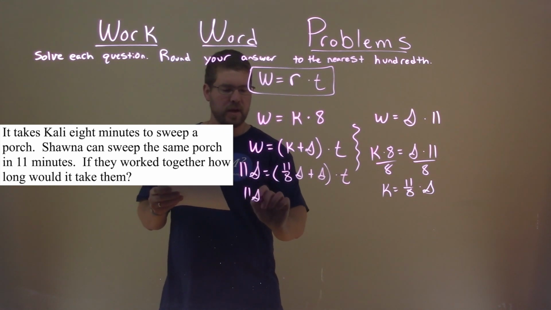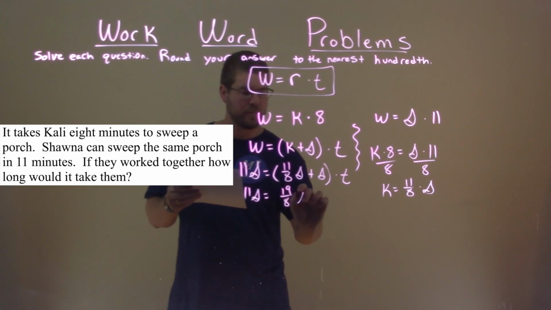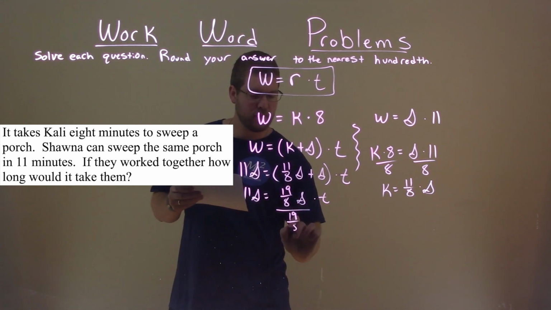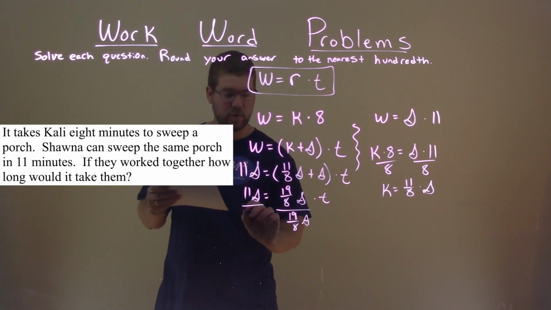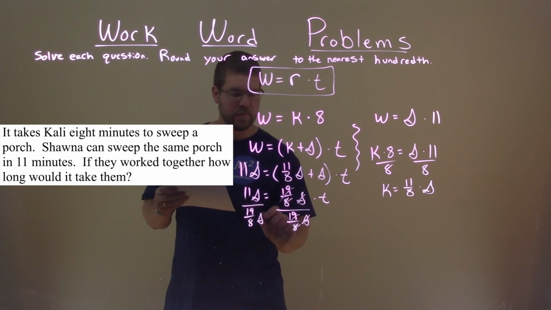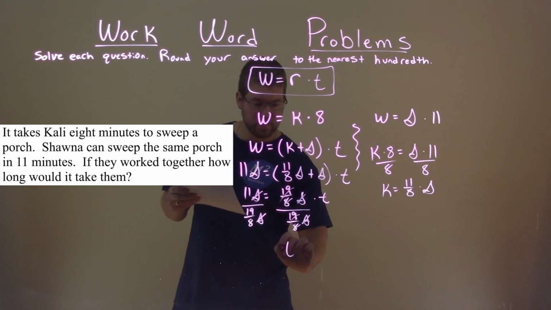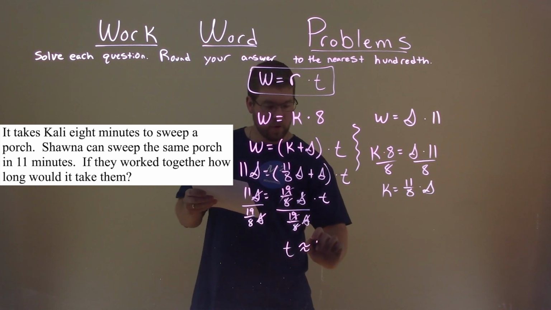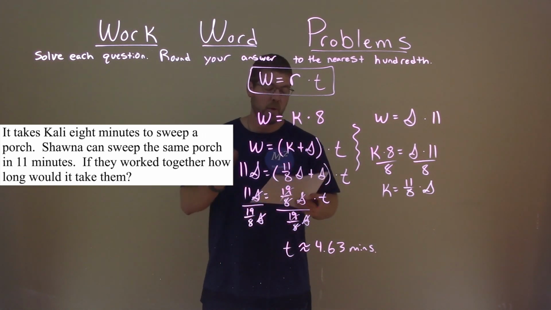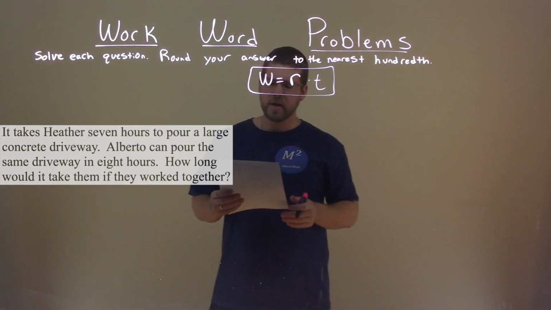So 11S comes down, and 11/8 S plus 1S, that's 19/8 S, and we're still multiplying that by T. We divide by 19/8 S on both sides. The S's cancel, the 19/8 cancel here. These S's also cancel. And that leaves us with T by itself, and it's approximately 4.63 minutes. And so if they worked together, they could sweep the porch in approximately, our final answer here, 4.63 minutes.